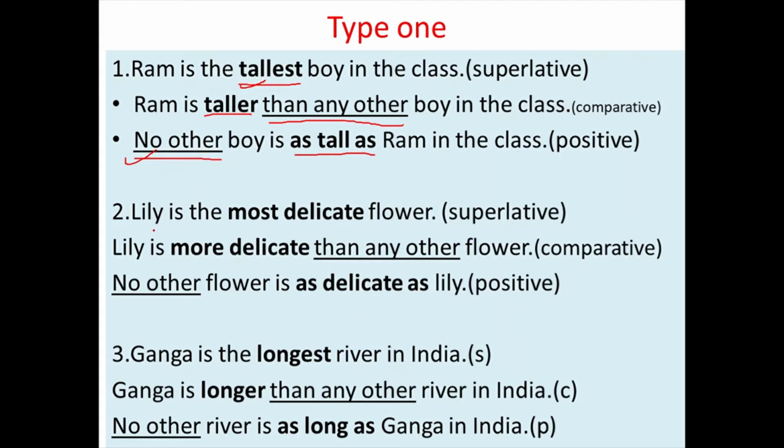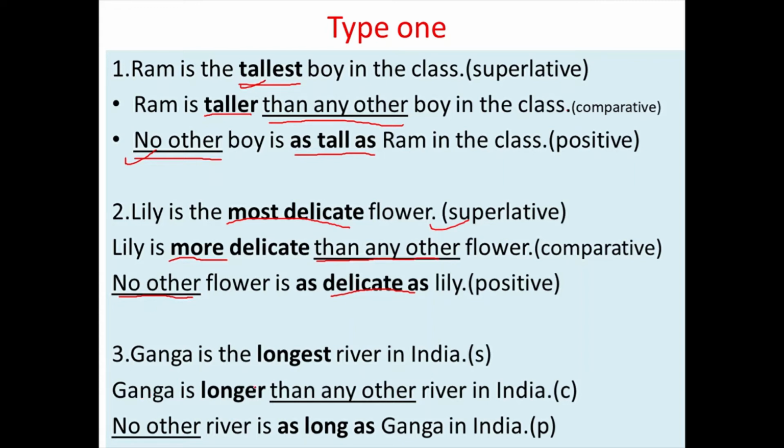Next sentence, Lily is the most delicate flower, right? So it is superlative degree. Lily is more delicate than any other flower. Yes, we began the sentence as it is and we say that Lily is more. Instead of most, we use more for showing the comparative degree. More delicate and these three words, than any other flower. For positive degree, we start with no other flower: no other flower is as delicate as Lily.